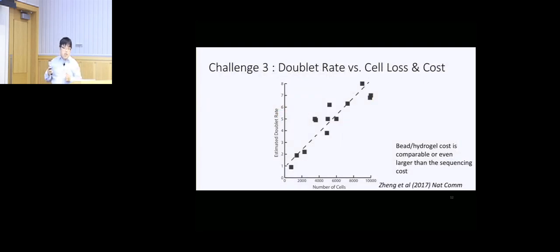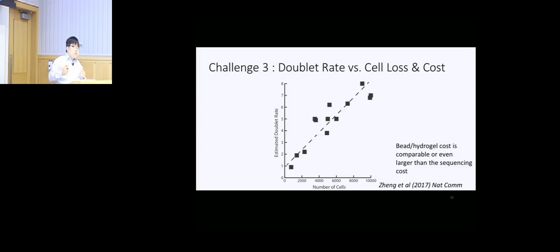So the third challenge is that this is a stochastic procedure. If you load more and more cells in the microfluidic device, there is more chance that two or more cells come into a single droplet. So if you load more cells, you run the risk of having a larger number of doublets. Doublet means that one droplet has 2 cells, or multiplet, which can have 2 or more cells.